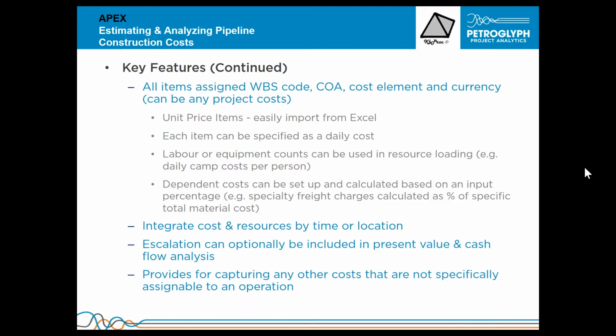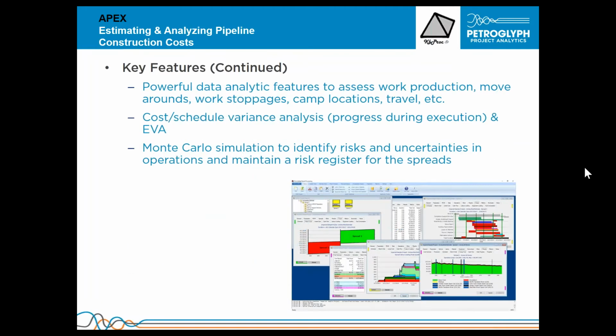Cost and resources can be integrated by time or location, and escalation can optionally be included or not in the present value and cash flow analyses. It also provides for capturing any other costs that are not specifically assignable to an operation. There are powerful data analytic features to assess work production, move-arounds, work stoppages, camp locations, and travel. Cost and schedule variance analysis and earned value analysis are powerful features of the tool. There is also Monte Carlo simulation to identify risks and uncertainties in the operations, and a risk register is maintained for the spreads. Those will be shown in the demo that follows.